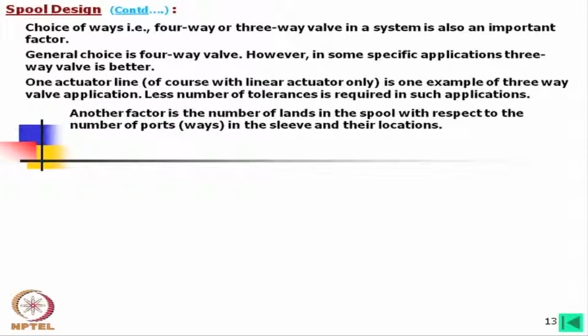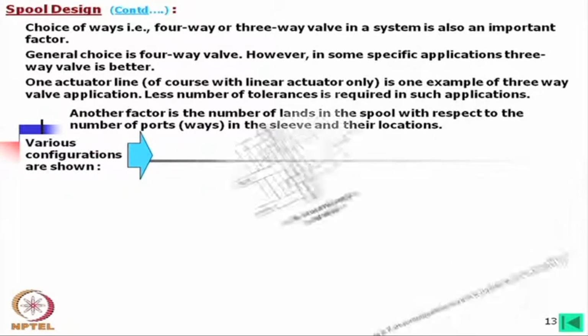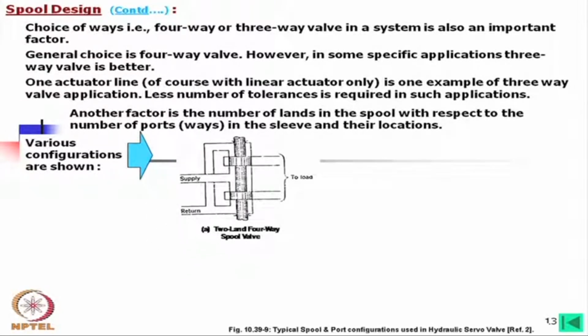Another factor is the number of lands in the spool with respect to the number of ports, that is ways in the sleeve and their locations. I will show that a 4 way may have 3 lands, may have 4 lands or may have 2 lands also. So, it can be made like this, but they have their own merits and demerits, which I shall discuss. Now, various configurations as shown are possible. First, let us consider the 2 land 4 way spool valve.